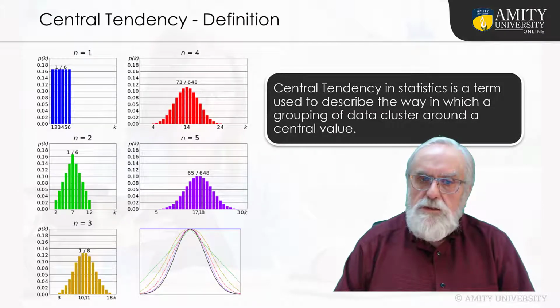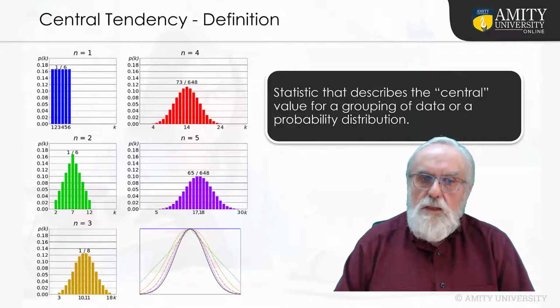Central tendency in statistics is a term used to describe the way in which a grouping of data cluster around a central value. It's a statistic that describes the central value for a grouping of data or a probability distribution.